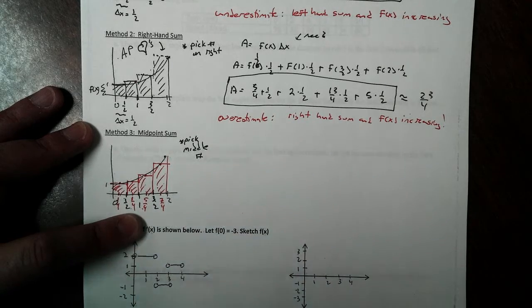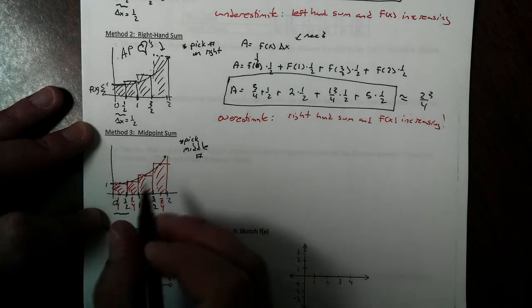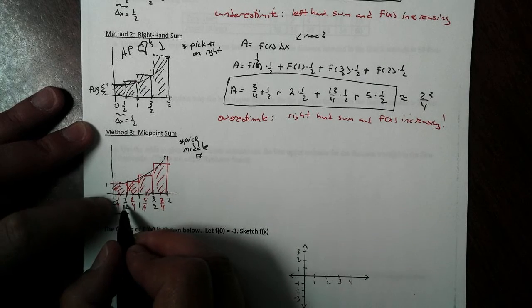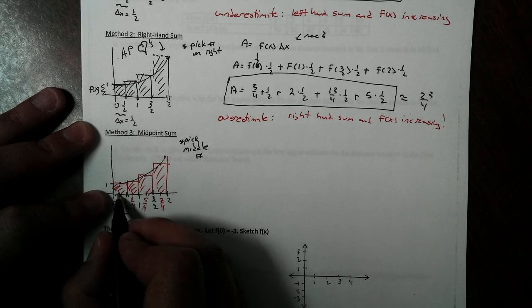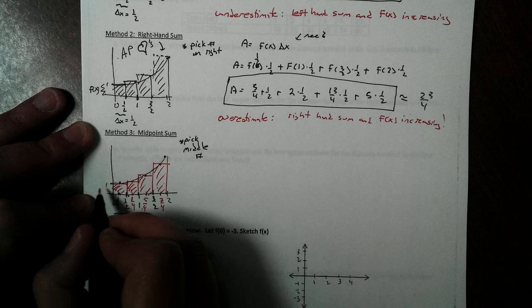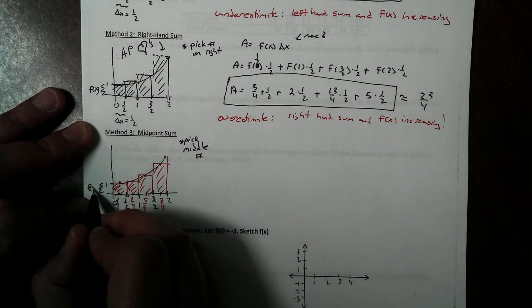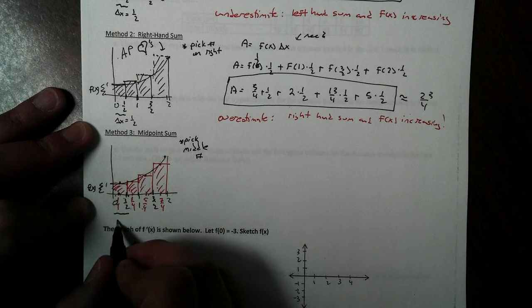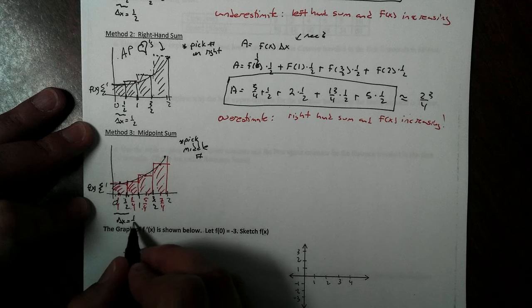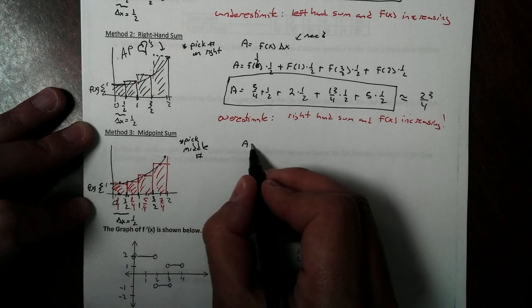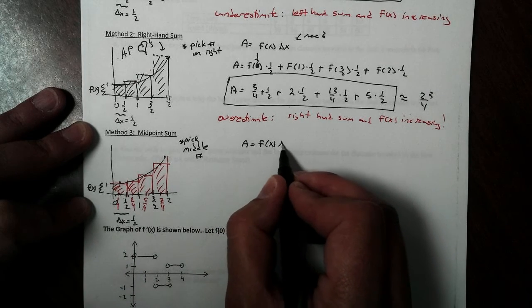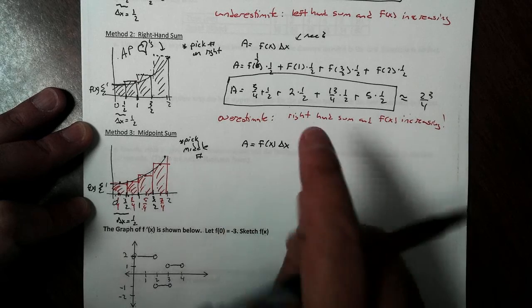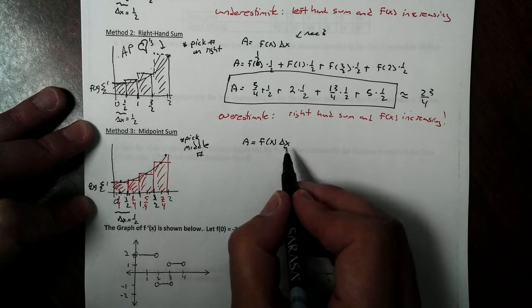So when we find the area, remember, each rectangle, be careful, is still 0 to 1/2. We're just using the number in the middle to get the height of that rectangle, our function's value. But the length of each base is still 1/2. So again, to get the area, it's still going to be f of x delta x. Very important to write this down.